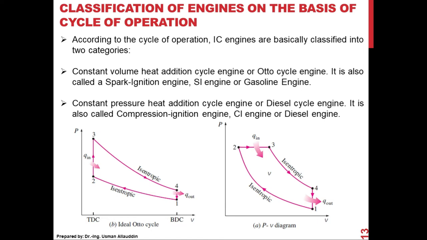These engines we have already learned in the course of thermodynamics. So if you recall, in the spark ignition engine we have constant volume heat addition, while in the diesel engine we have constant pressure heat addition. So this is one way of classifying the engine: spark ignition engines or compression ignition engines.